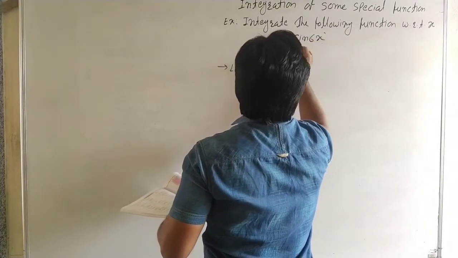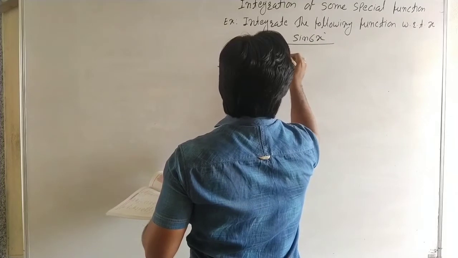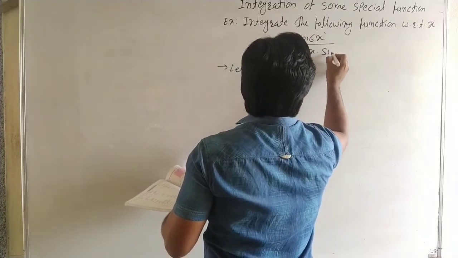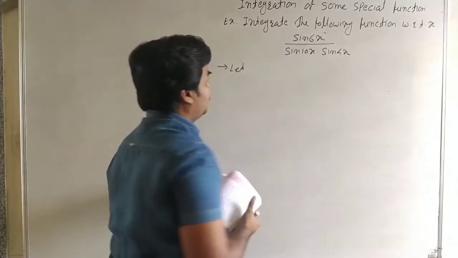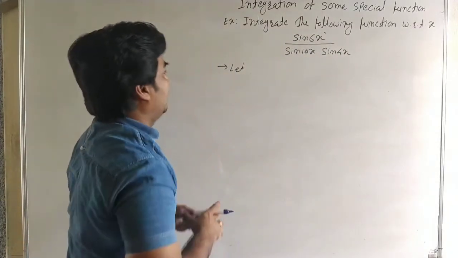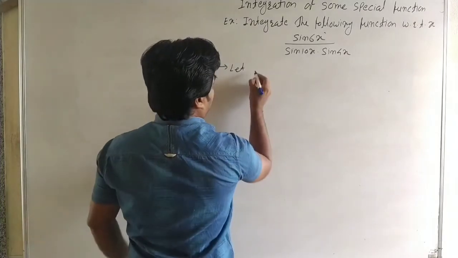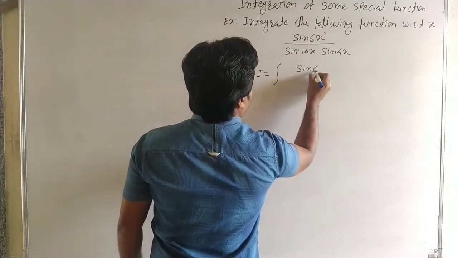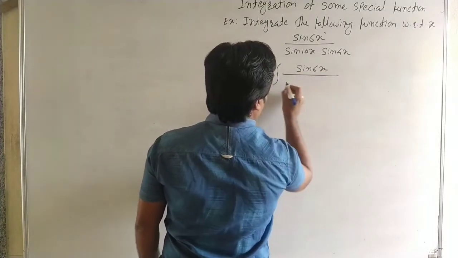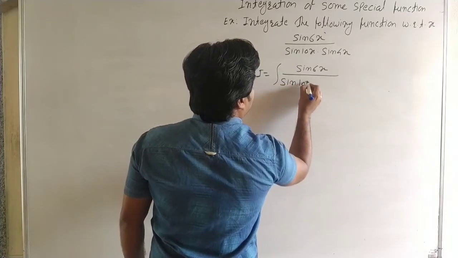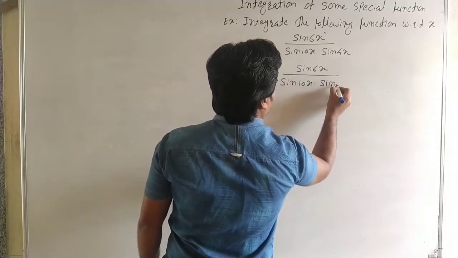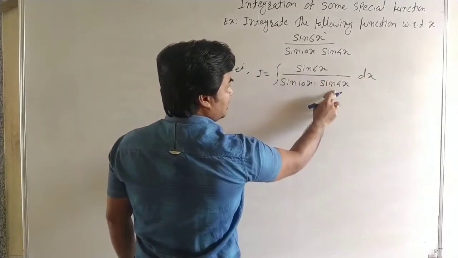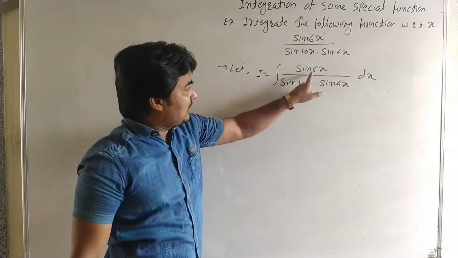Sin 6x upon sin 10x into sin 4x. Here again we integrate this with respect to x, it is sin 6x upon sin 10x into sin 4x dx. Now it is sin 6x, it is sin 4x, cannot be calculated; sin 6x and sin 10x cannot be calculated.